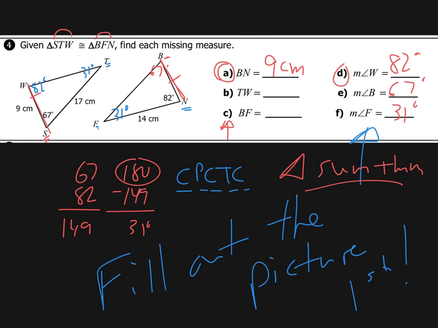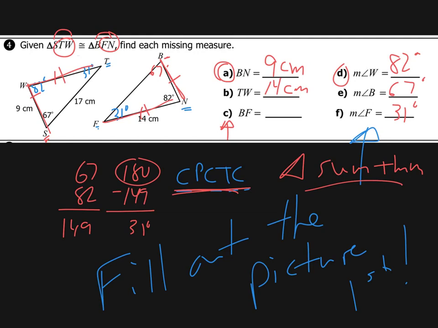All right. Now what about side TW? TW is right here. Last two letters in this statement match up with the last two letters in this statement. So FN and TW are the same. So I guess that's going to be 14 centimeters because they are congruent themselves. Again, congruent parts of congruent triangles are congruent themselves.